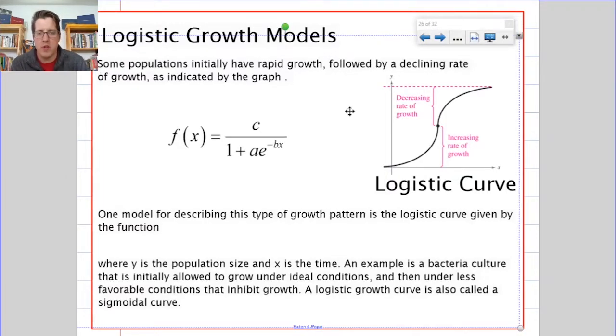Next example. So we're going to look at the logistic growth model. As we saw in our video before spring break, some populations initially have rapid growth followed by a declining rate of growth, as indicated by the graph. When you're in biology class, you'll either talk about this having to do with bacteria cultures or carrying capacity, like the deer on an island problem, if you've ever read about that in your biology class. This curve is called a sigmoidal curve. That's just when something grows nearly exponentially at first and then basically flips and mirrors. Remember, that point in the middle is called the point of inflection.